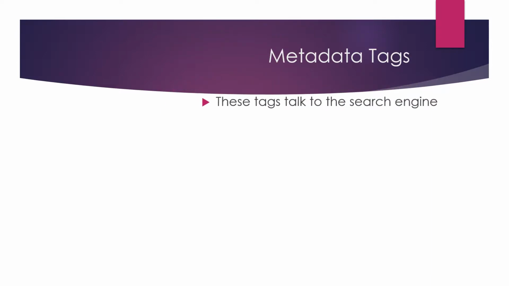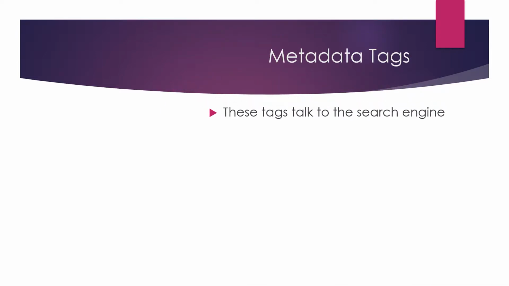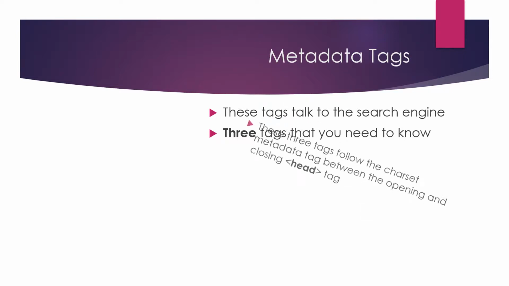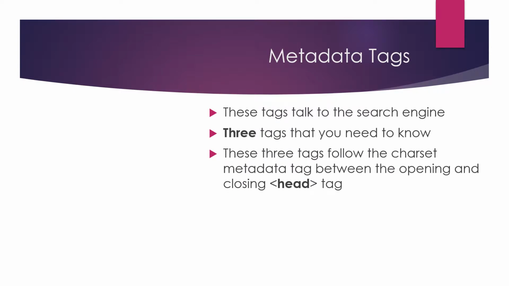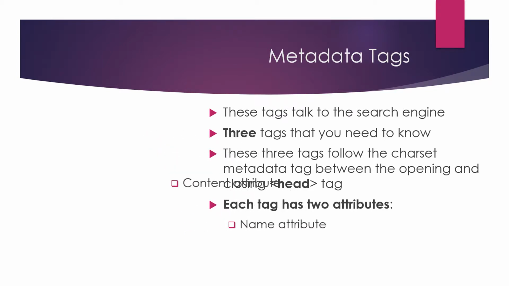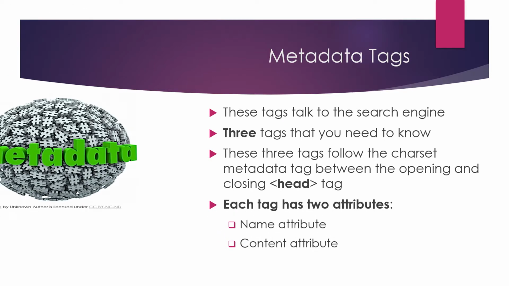The metadata tags. These tags talk directly to the search engine. There are 3 tags that we will be using in this class and that you need to know. These 3 tags follow the title tag between the opening and closing head tag. Each tag has 2 attributes, the name attribute and the content attribute.